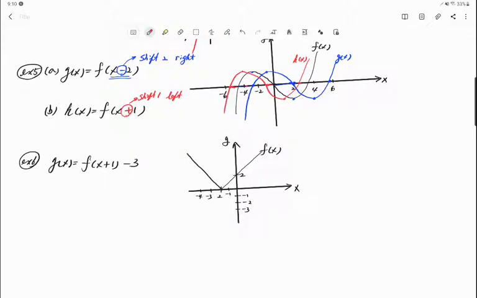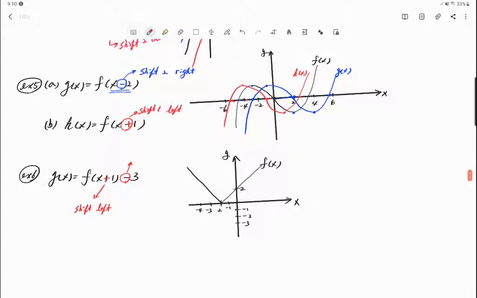Okay, next example is applying both, so shift up or down and shift right and left. This one contains all of them. As you see, x is replaced by x+1, right? So this +1 means shift where? Shift to the left. And then -3 means you're subtracting 3 from the y value, right? f of x minus 3. So this means shift where? 3 units down, right? Shift 3 units down.